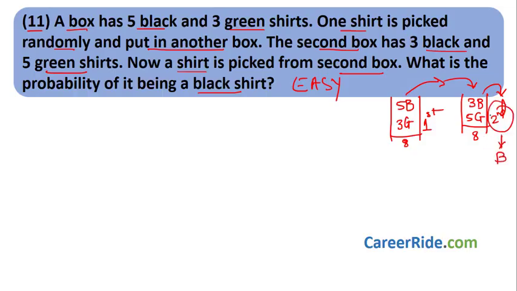What is the probability that it is a black shirt? Now you might directly write the probability is 3 upon total number of shirts 8, but it is wrong. Or you might add the shirts and write the probability that 5 plus 3 is 8, total number of shirts is 16, so 1 by 2. Again it is wrong, the approach is wrong.